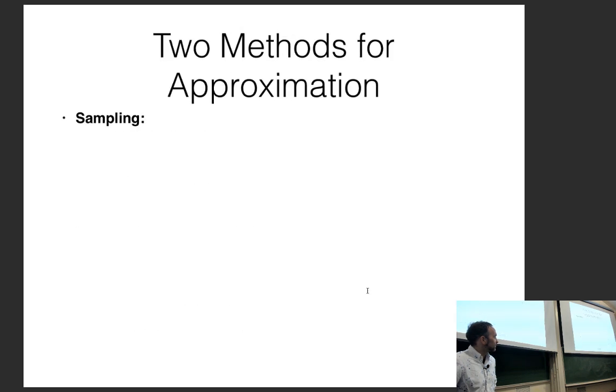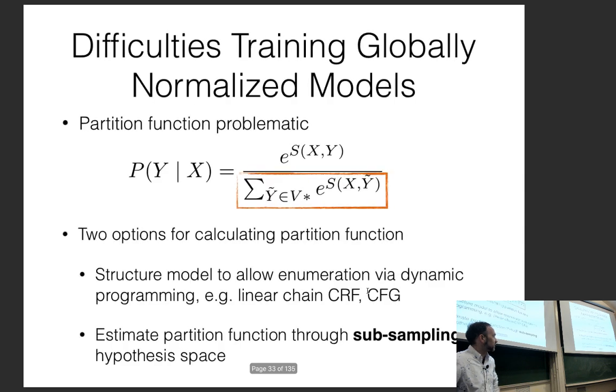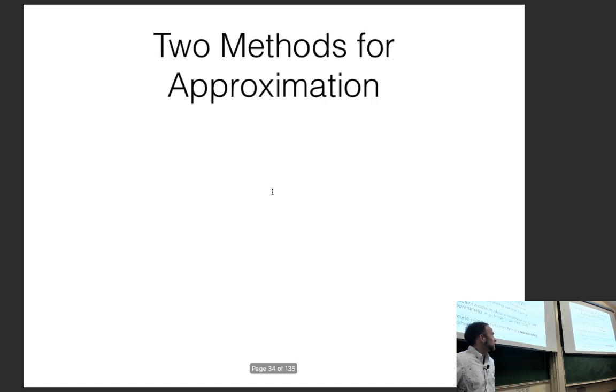With respect to sampling, the slide names are a little bit confusing. When I'm talking about subsampling, I'm talking about not enumerating the whole sum, but rather enumerating part of the sum, a subset of all of the possible sentences. There are two methods for doing this subsampling. The first one I'm going to call probabilistic sampling.